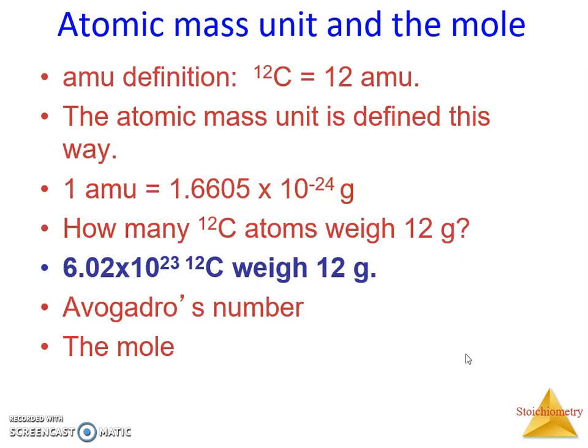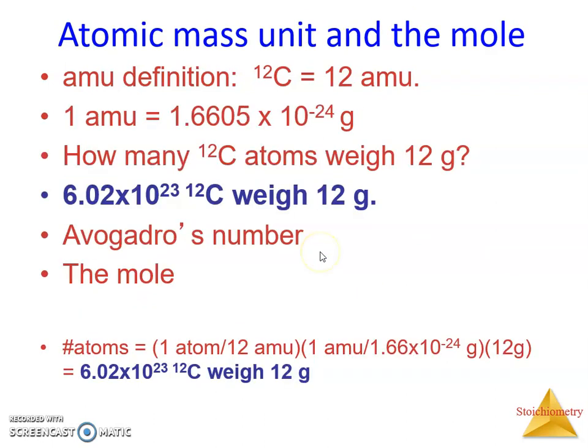Now mole, atomic mass unit and the moles. AMU definition: carbon-12 is equal to 12 AMU. The atomic mass unit is defined this way: 1 AMU is equal to this many grams. And how much does a carbon-12 atom weigh? 12 grams. So this is the weight of 12 grams. You've got a name, mole. So atomic mass unit and the moles, AMU definitions.